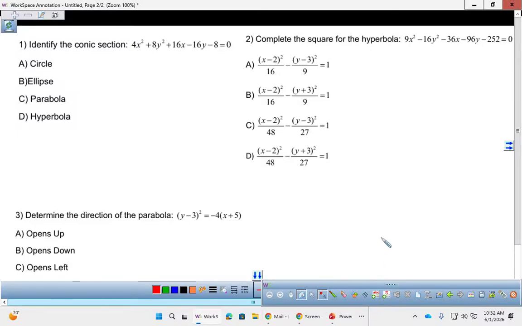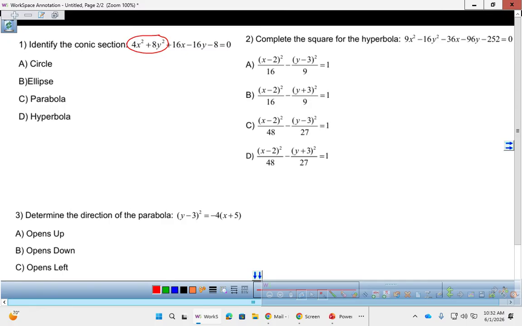All right, when you are identifying a conic, you want to look at the squared terms. So in this case, my squared terms are 4x squared and 8y squared. If the coefficients in front of your squared terms are the same, you're looking at a circle. So if this was like 4x squared plus 4y squared, that's a circle. If they're different, you're looking at either an ellipse or a hyperbola.